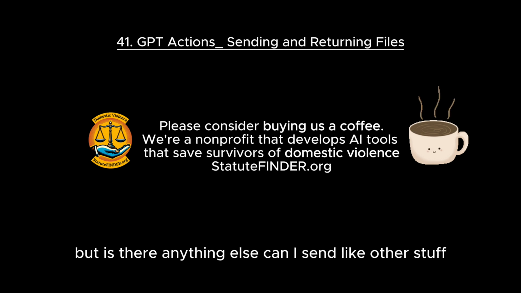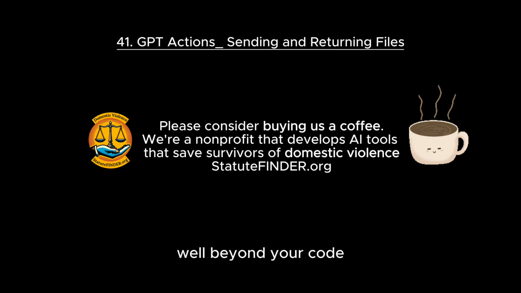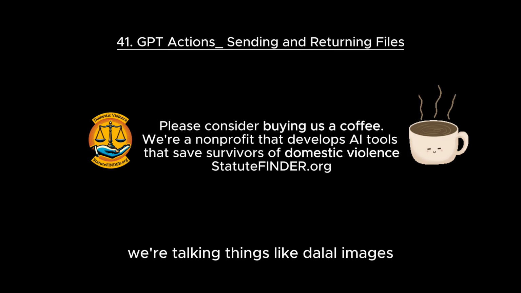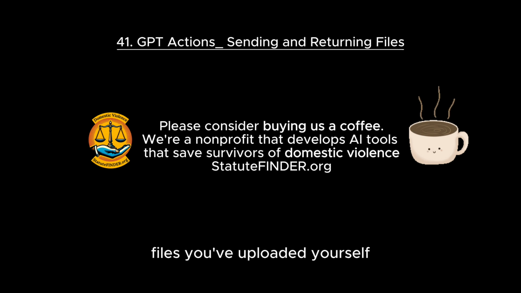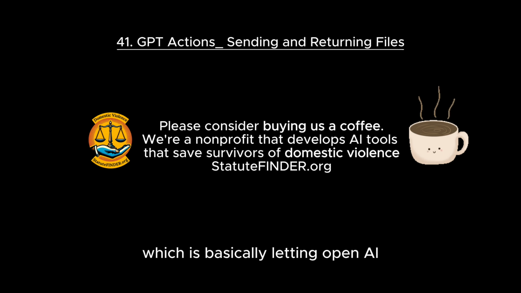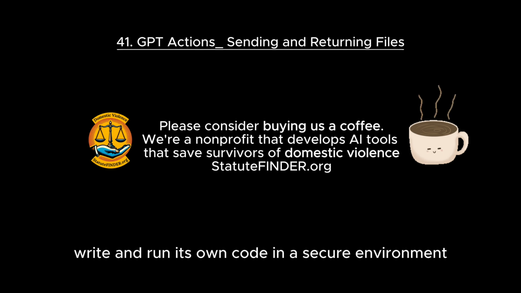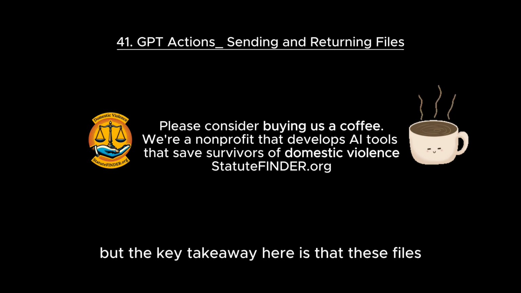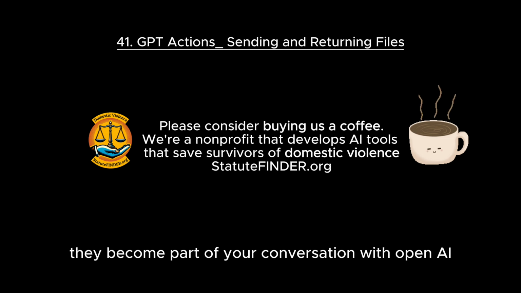Okay, so if I'm picturing myself sending info to OpenAI, I'm thinking lines of Python code. Sure. But is there anything else? Can I send, like, other stuff? Well, beyond your code, you can send up to 10 files per request. What files? Like, what are we talking here? We're talking things like DALL-E images, files you've uploaded yourself, even files created by a feature called Code Interpreter, which is basically letting OpenAI write and run its own code in a secure environment. Hold on, Code Interpreter. That's a whole other thing. It is. We'll get there. But the key takeaway here is that these files become part of your conversation with OpenAI.